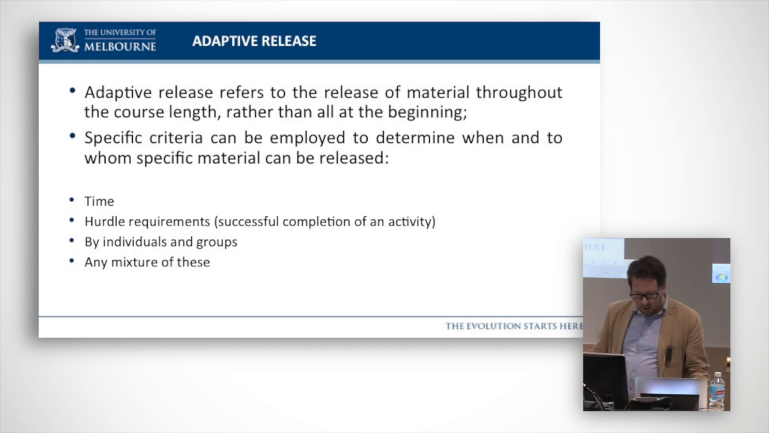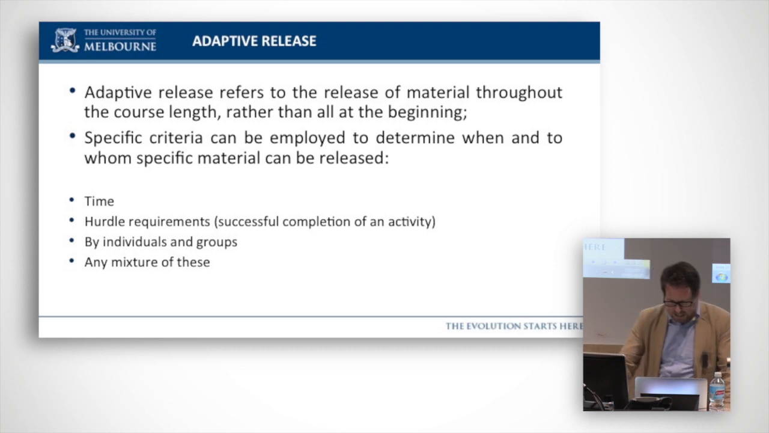Adaptive release. Now, some of you might be familiar with adaptive release. Some of you might use it. It's a little bit scary sometimes, and it can go terribly wrong if you don't do it right. But nevertheless, what is it? Adaptive release refers to the release of materials throughout the course length, rather than all at the beginning. So rather than giving them 12 weeks of reading, you might release the reading every week, staggering it out.